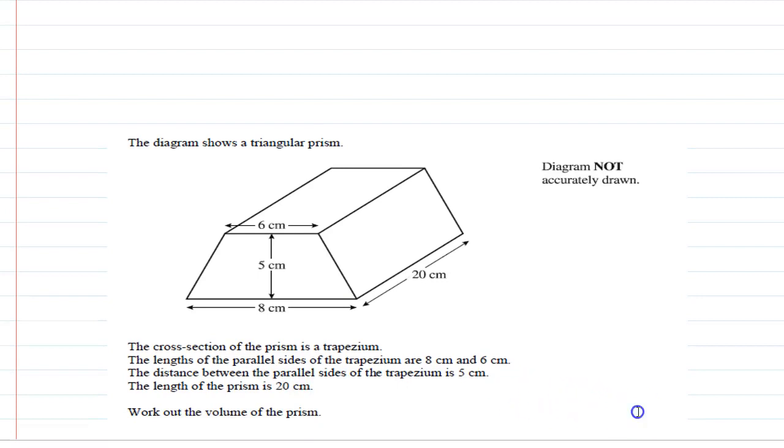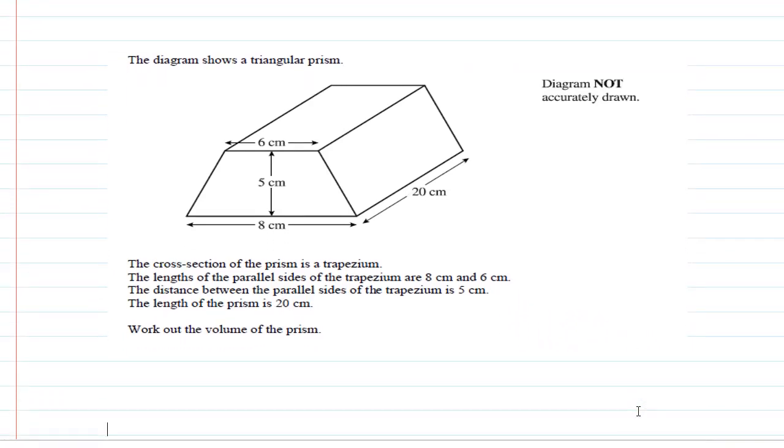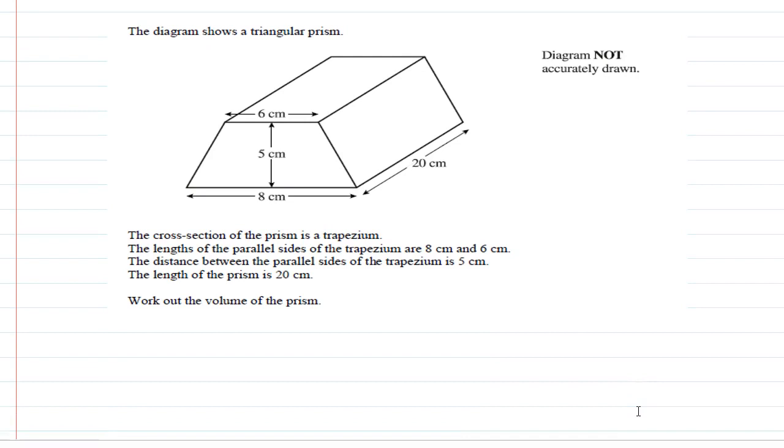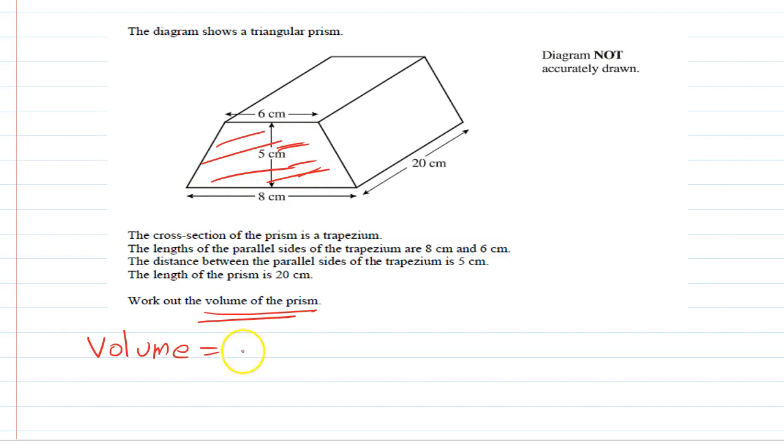this is another question where a trapezium is given and you need to calculate the volume of this. On this side is 6, this is 8, and height is 5, and length is 20. So the volume of the prism will be area of cross section. The area of cross section is this trapezium. Trapezium area is half a plus b, that is the parallel sides. So 6 plus 8, times height, height is 5, and times length. Length is 20.